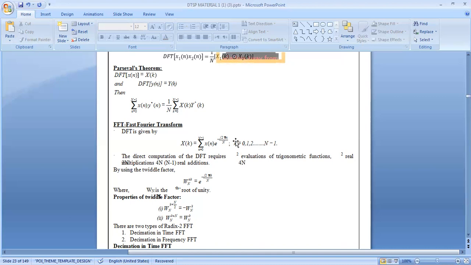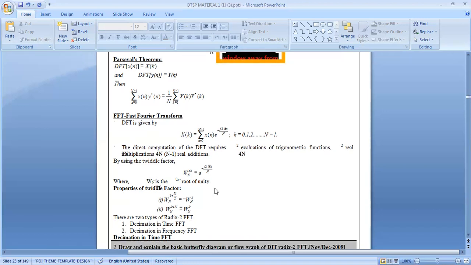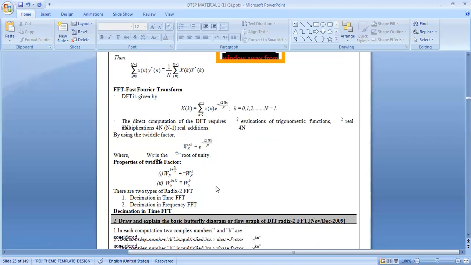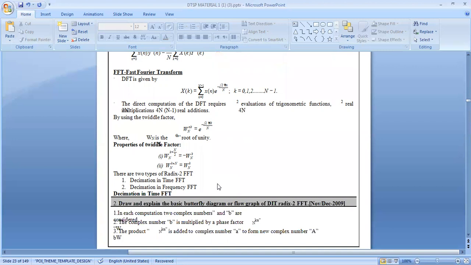So this is named the radix 2 algorithm. Actually, we'll have two different types: one is the decimation in time, and the next one is the decimation in frequency. FFT, as I said already, is the fast Fourier transform. Before going into the detailed decimation in time FFT and decimation in frequency FFT, the first thing we have to see is the basic butterfly diagram or flow graph of DIT radix 2 FFT. Rather than problems, we need to know how to derive the expression.